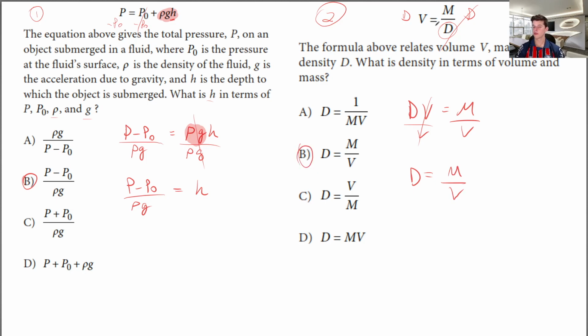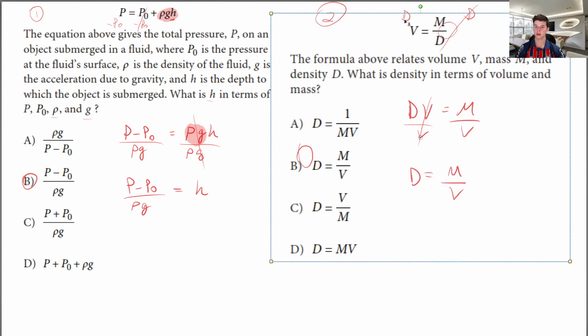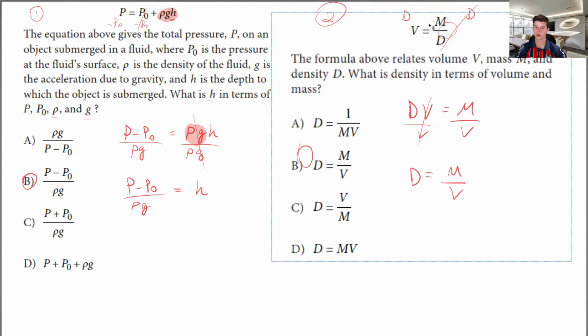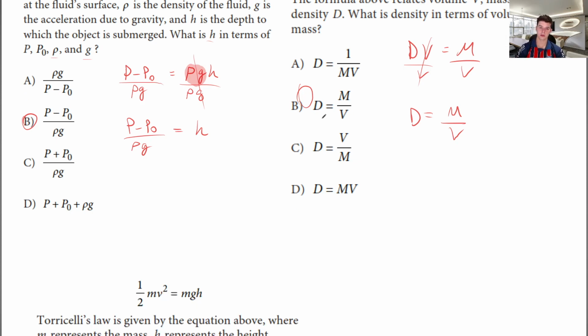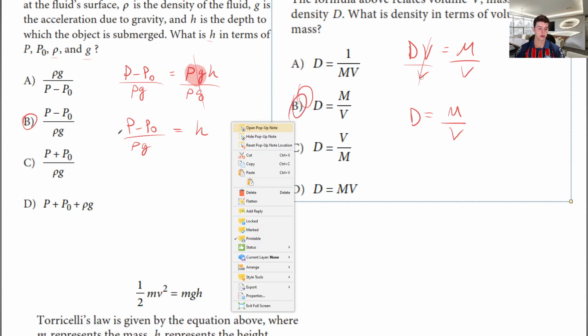B. Or we could have done cross multiplication like, one sec. Okay, there it is. Okay, so we could have done the D comes up, the V comes down, like cross multiplication. So D equals M divided by V, same thing. All right. So B is right.